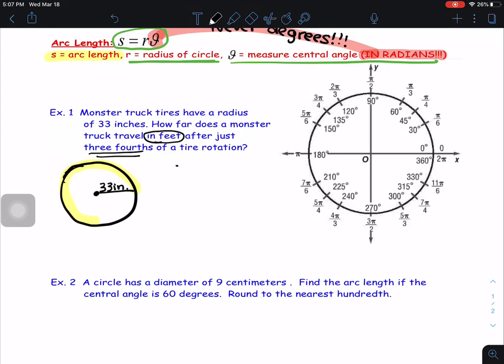I'm going to go ahead and write down our formula, S equals R theta. This is for arc length. That would be that yellow part I highlighted. I'm going to fill in our radius we're given, which is 33 inches, and then what I need to fill in here for theta needs to be this angle measurement, but it has to be the angle measurement in radians. It has to be in radians.